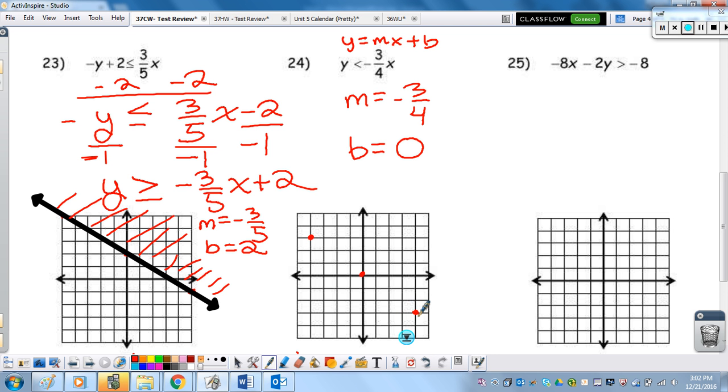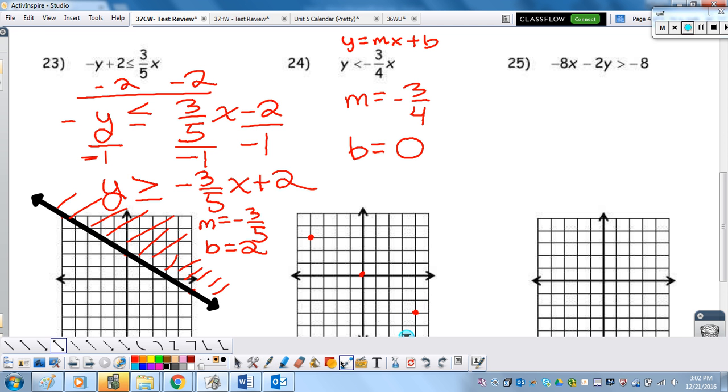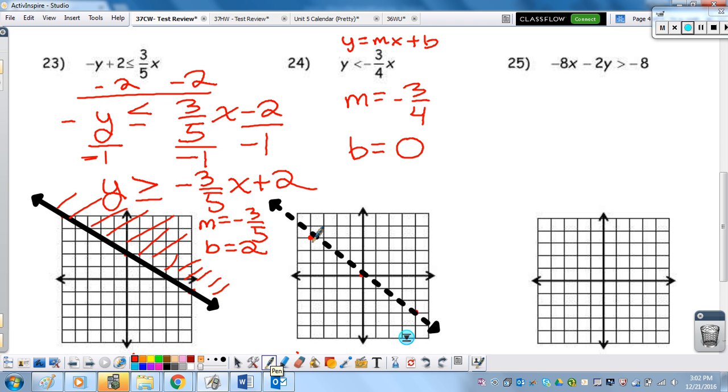And is it a solid or dotted? There is no line. That is why it is a dotted line. Okay, so it says less. So that means you take your line and you go low. There we go. Anywhere in that region is a solution.